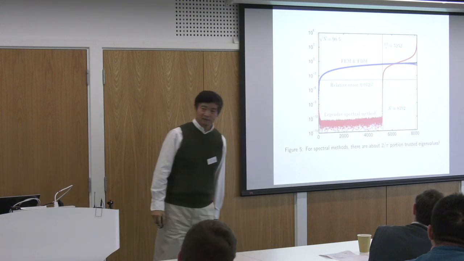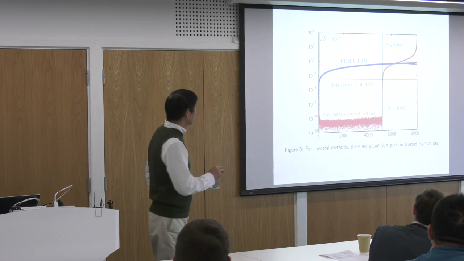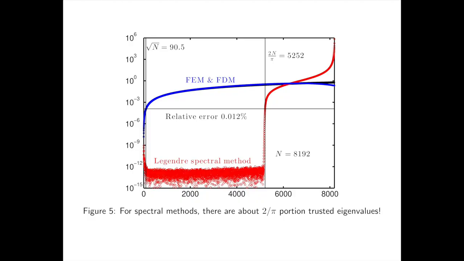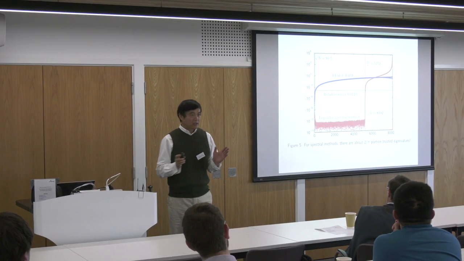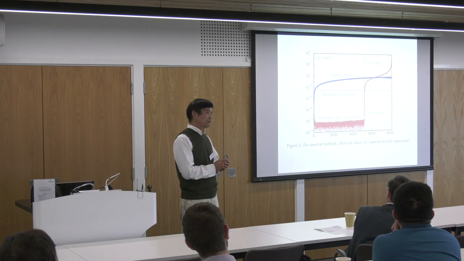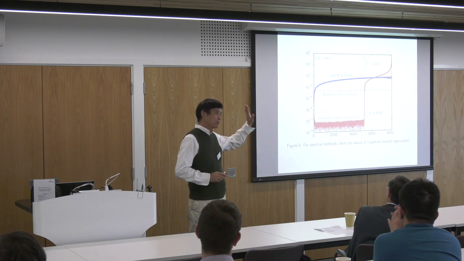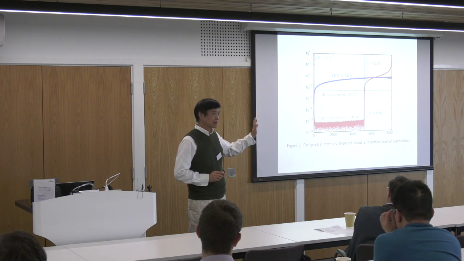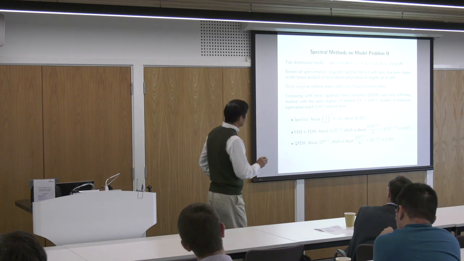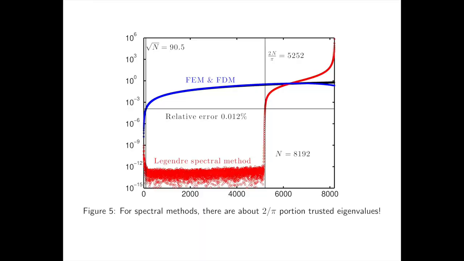Now, let's look at this line. This theoretical prediction is very accurate in this 1D case. And so, this spectral method behaves like this. You see the error here goes up. But think about it. We have 8,192 eigenmodes, and we want to approximate infinitely many. So what the spectral method did is the following.